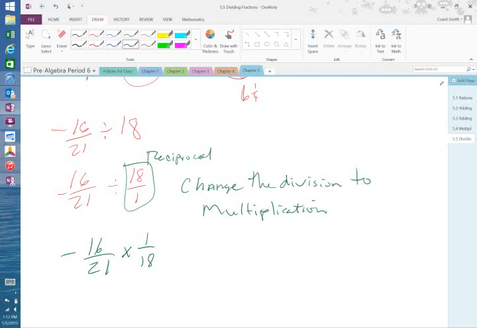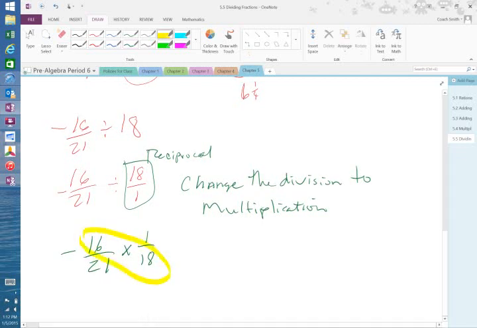Okay, now we cross-cancel where we can. You look at 16 and 18. Is there any common factors between 16 and 18? 2. 2 goes into 18 9 times. 2 goes into 16 8 times. Now, obviously, between 21 and 1, there's no common factors except 1.